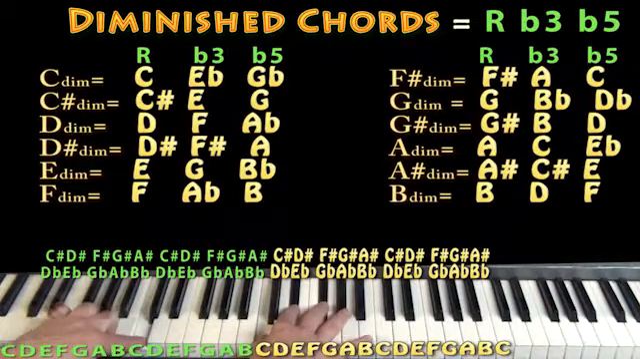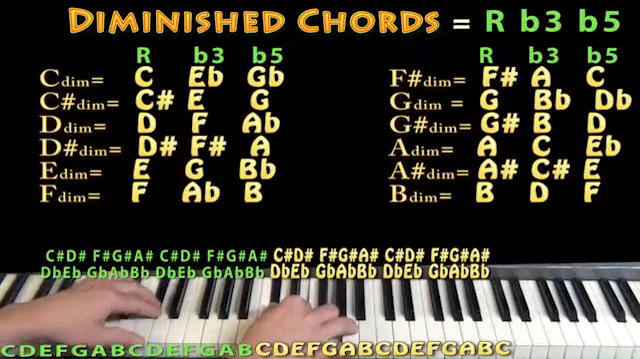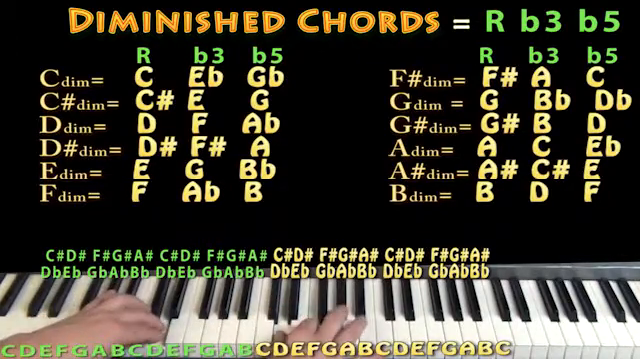And if we did that same idea, going up one key with each one, a C sharp diminished would be C sharp, E, and G. And then if we go one more key, we'd have a D and an F and an A flat, which would make a D diminished.